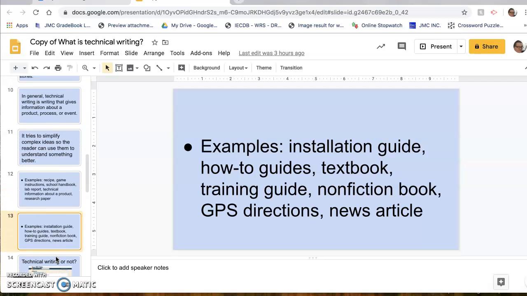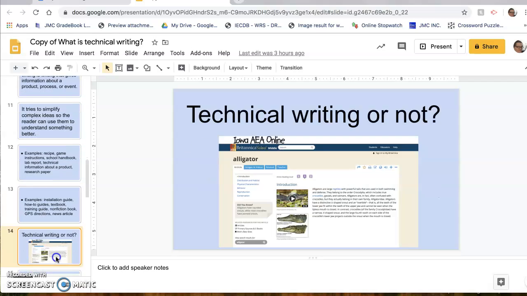In the next slides, I'm going to give you some examples of different types of writing, and I would like you to decide whether they are technical writing or not. The first one is an article about the alligator, written by Britannica School Middle School Edition from the Iowa AEA Online Digital Tools. Stop the video and discuss with someone near you, or think about whether you think this is an example of technical writing or not, and why.